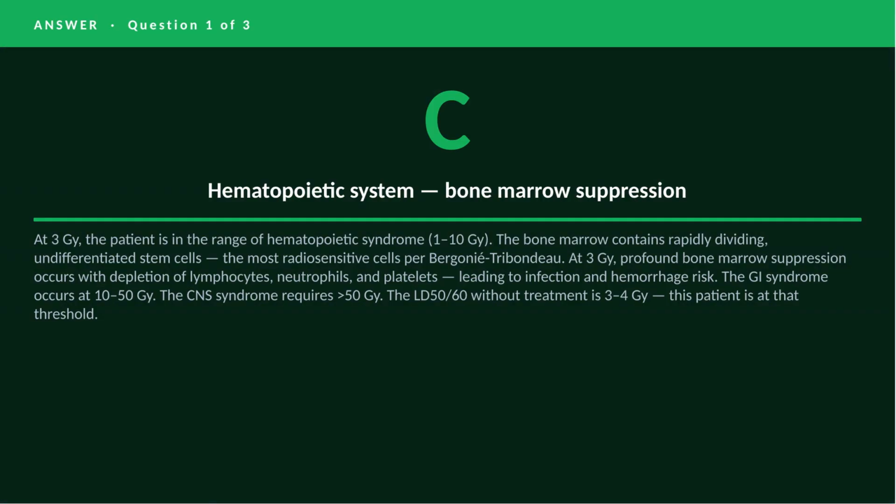The answer is C, hematopoietic system, bone marrow suppression. At 3 gray, the patient is at the boundary of the hematopoietic syndrome range, 1 to 10 gray, and is at approximately the LD 50/60 without treatment. The bone marrow contains rapidly dividing, undifferentiated stem cells, the most radiosensitive cells per Bergonie and Tribondeau. Severe leukopenia and thrombocytopenia develop, with peak marrow depression at 30 days. The GI syndrome requires 10 gray or more. The neurovascular syndrome requires greater than 50 gray.